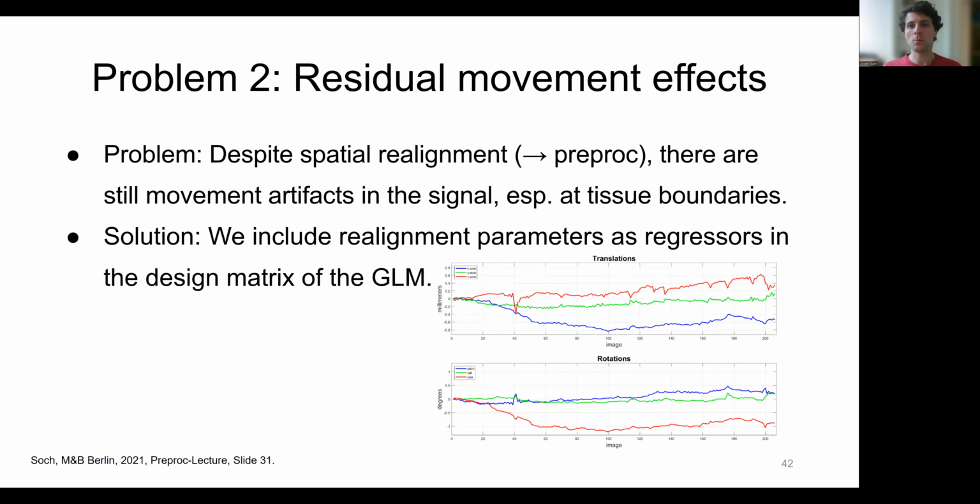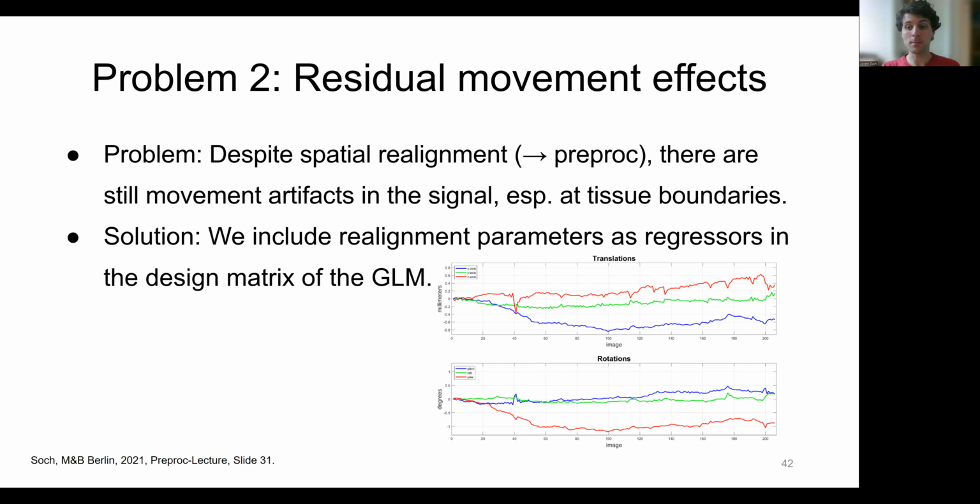Next problem, residual movement effects. So here the issue is that although we have performed spatial realignment during preprocessing, there are still some movement artifacts in the signal, so it's not possible to fully remove the effects of motion from the measured signal, especially at the tissue boundaries. So where, for example, the gray matter encounters the CSF.